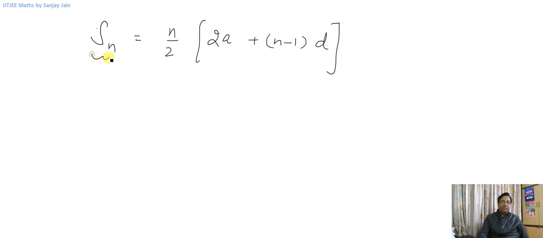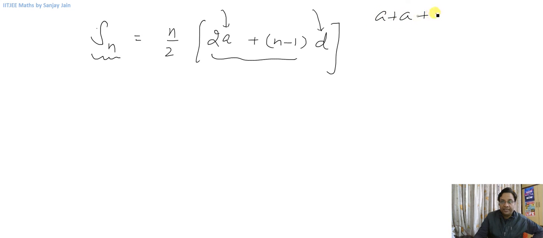So in the last lecture we saw that the sum of n terms of an AP is n by 2 twice of a plus n minus 1 into d, right? This is the sum of the first n terms of an AP, a is the first term, d is the common difference, and n is the number of terms of which we are taking the sum. Another way of writing it was, we separated this 2a as a plus a and n minus 1 into d, as we can observe that this is nothing but the nth term, right?